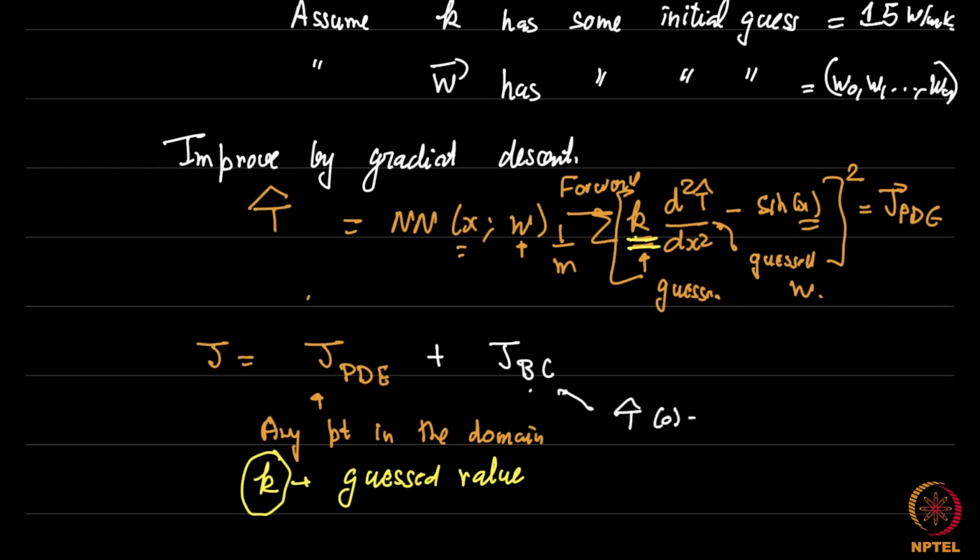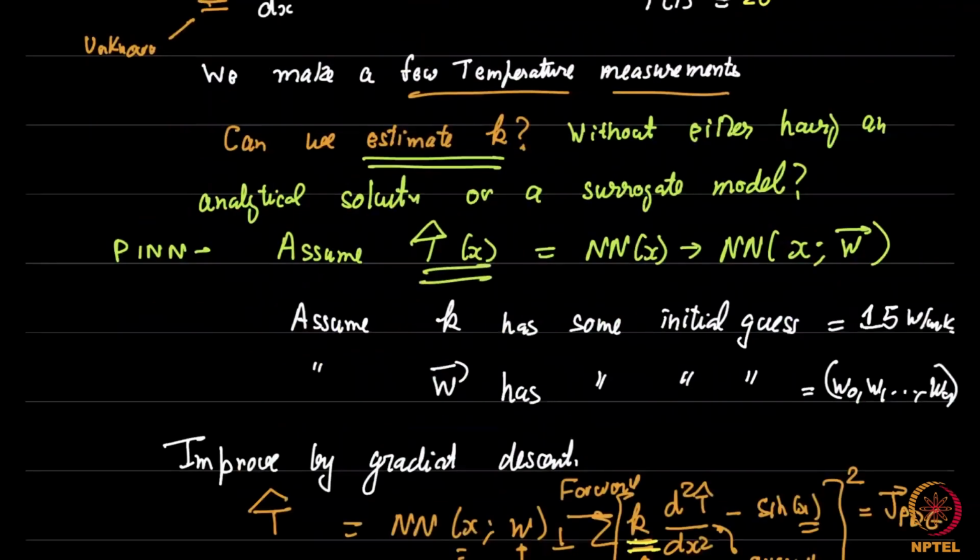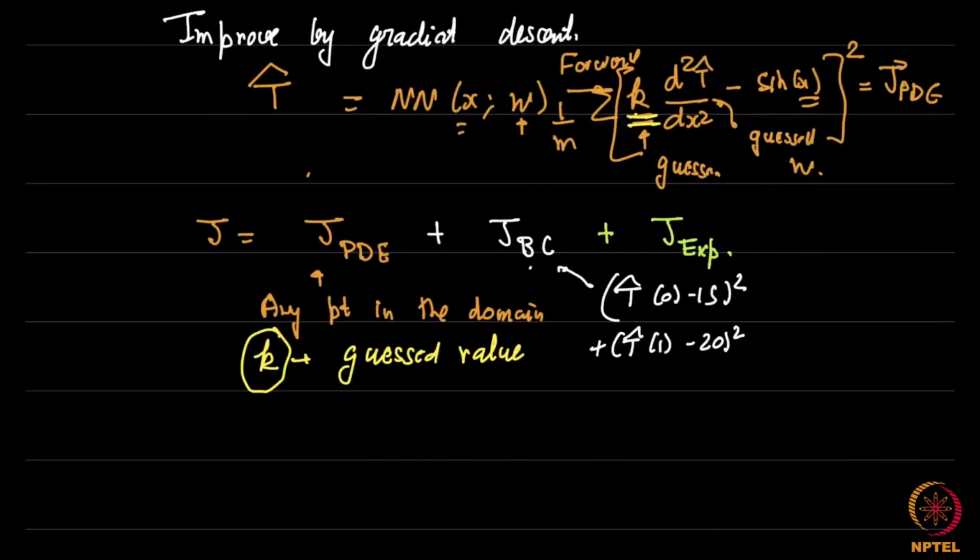This will be T hat 0 minus 15 square plus T hat at 1 minus 20 square. So that's also straightforward. Now the final part is J data or J experiment. Now what is this? We had these 4 points where we measured the temperature. Now the measured temperature is something, and our hypothesis function will say that the temperature is something else. So we need to make sure that the difference between these two is reduced to as little as possible. So for example, we would add temperature at all the experimental points minus the actual, I'll just call it T hat i minus Ti square, where i are all the experimental points.